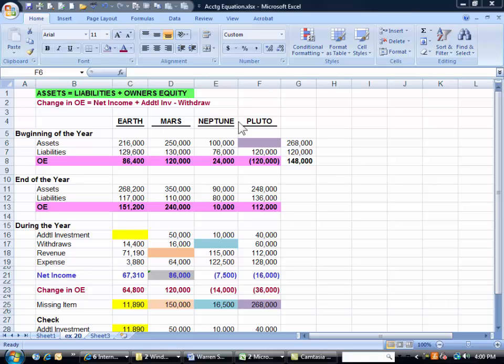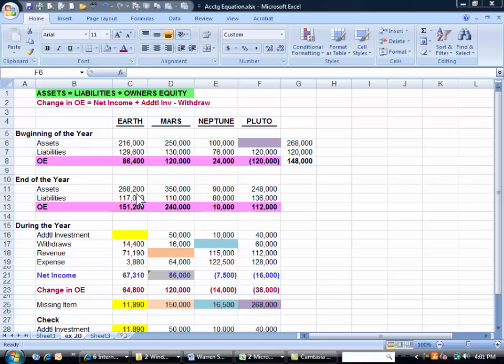So there were 4 different scenarios here. I went ahead and set them all up side by side so that you could see my thought process. At the beginning of the year, you had assets, liabilities, and owner's equity, and they gave you all the pieces for Earth. So you know that your assets equals your liabilities plus your owner's equity. So the math there is the 216 is the same as the 129,600 plus the 86,400.